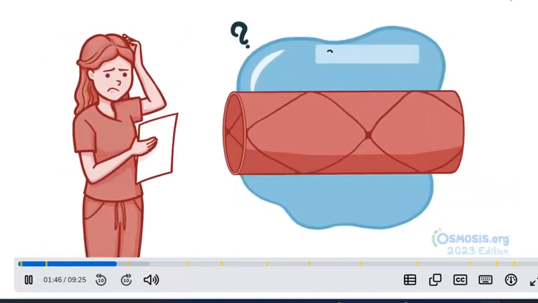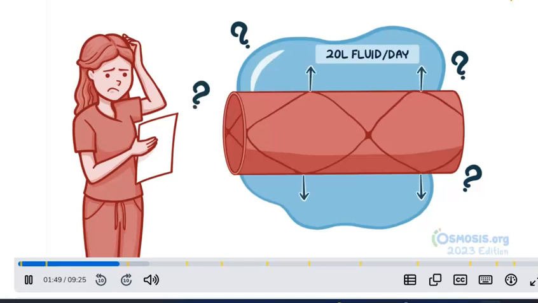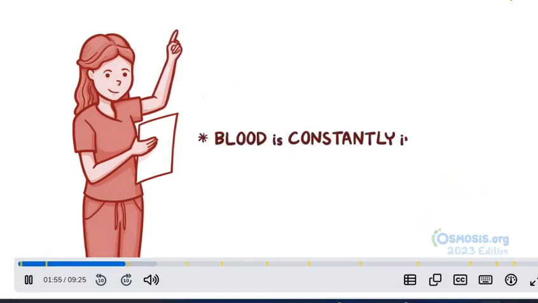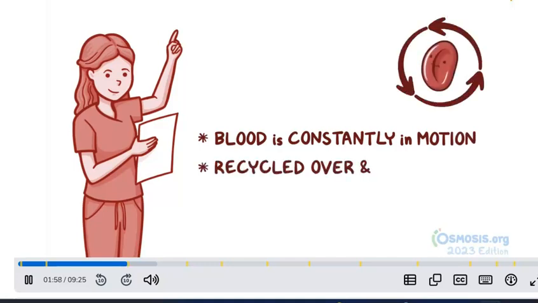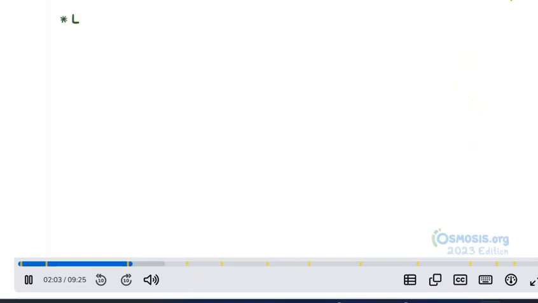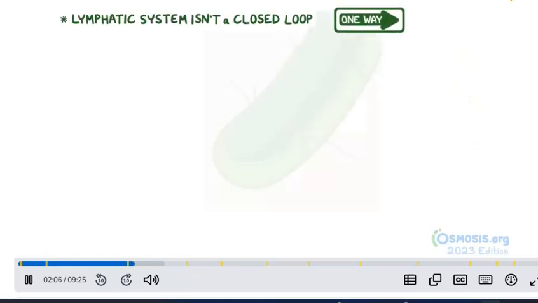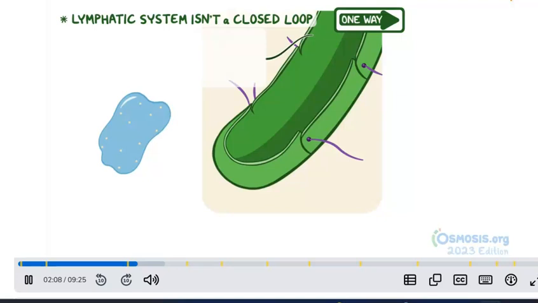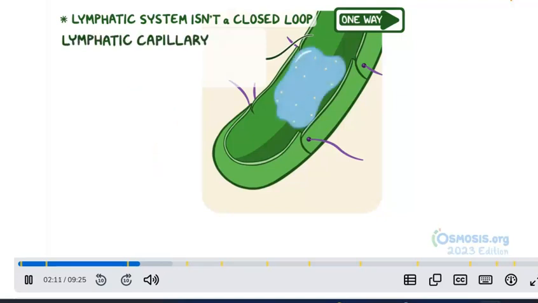You might be wondering how there can be 20 liters of fluid seeping out each day if the blood volume is only 5 liters. Well, remember that the 5 liters is constantly in motion, and that it gets recycled over and over in a single day. Unlike the circulatory system, the lymphatic system isn't a closed loop, because fluid and proteins make their way into the microscopic lymphatic capillaries, and all of the collected lymph is dumped into the veins.